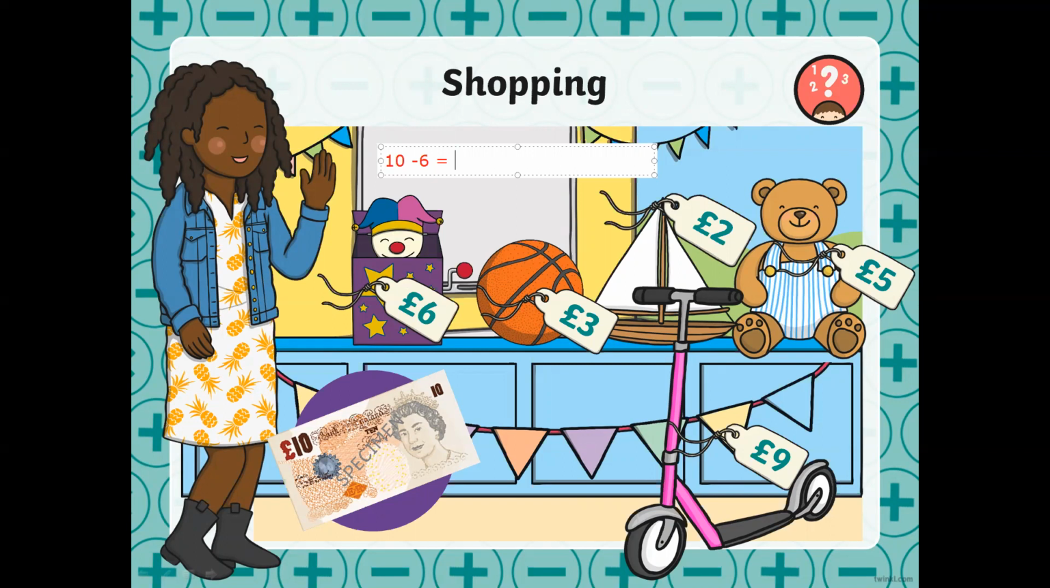10 minus 6 will be 4. Remember, 4 and 6 make 10. So I still have $4 more. What can I buy with $4? Can I buy this scooter? No, 9 is greater than 4, so I can't afford it. Can I buy this ball? It's only $3 and I have 4.